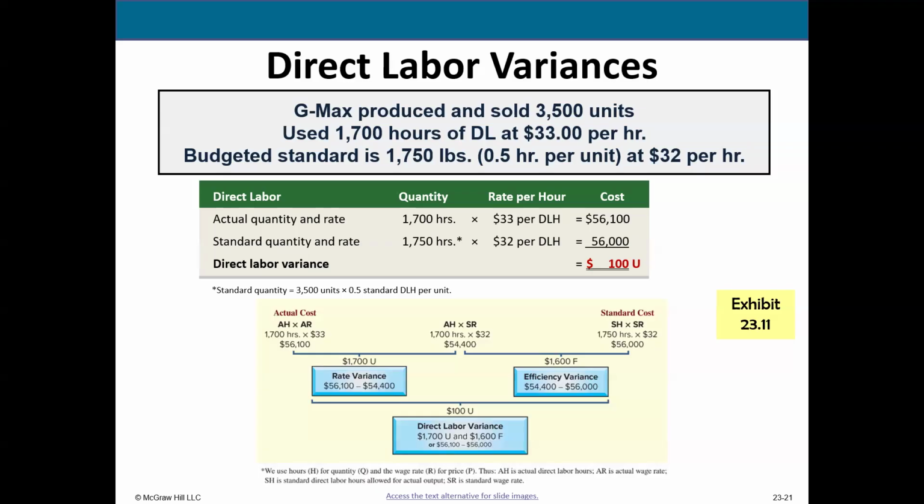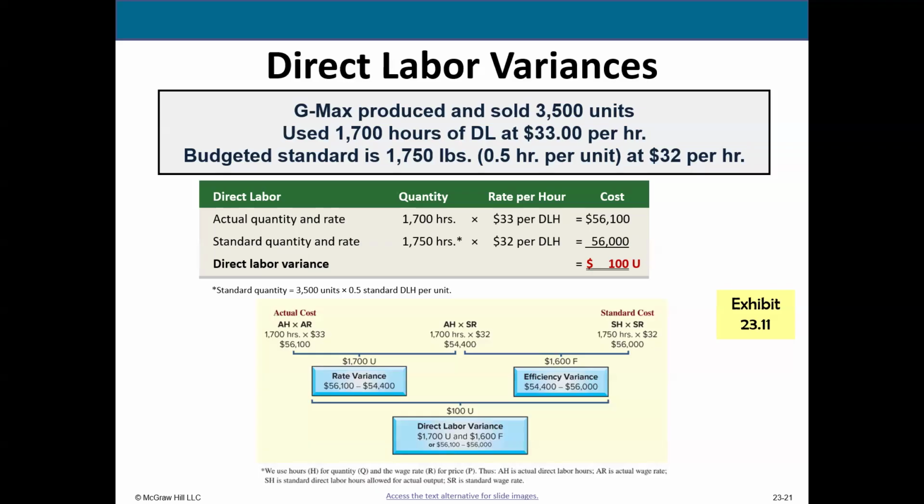So just as we've done before, we go through the same steps. First, we can compute the actual cost. The actual hours used was 1,700 hours at a rate of $33 per hour. That gives us an actual cost of 56,100. Then we compute our standard cost, which is 1,750 hours that we've gotten from the prior step, times $32 per hour, giving us a standard cost of 56,000.